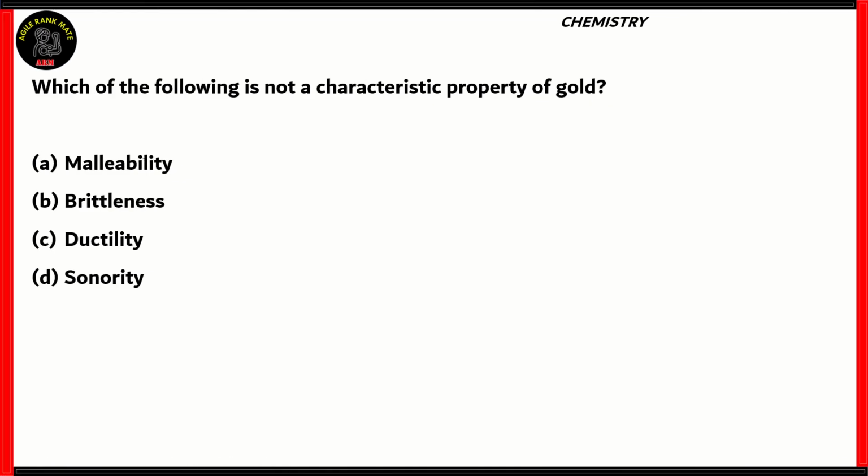Next question. Which of the following is not a characteristic property of gold? A. Malleability, B. Brittleness, C. Ductility, D. Sonority. So we had to find out which is not a property of gold. Now all the properties of gold are the properties of a metal, because gold is a metal, while there are some exceptions in other metals, but gold has all the characteristics of a metal.